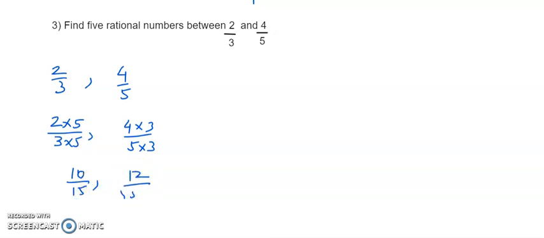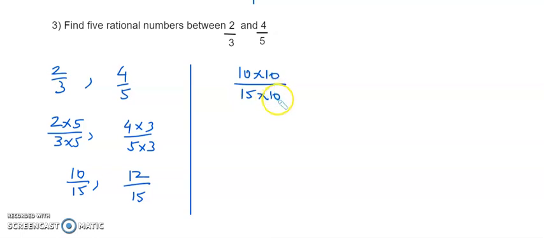Can I find 5 rational numbers here? No, because between 10 and 12 there is only one number, that is 11. So it's not possible, right? So what I'll do, I'll make it smaller. How will I make it smaller? By multiplying the fraction by 10 in the numerator and denominator, both are multiplied by 10. So I'll end up having the fractions changed to 100 by 150 and 120 by 150.